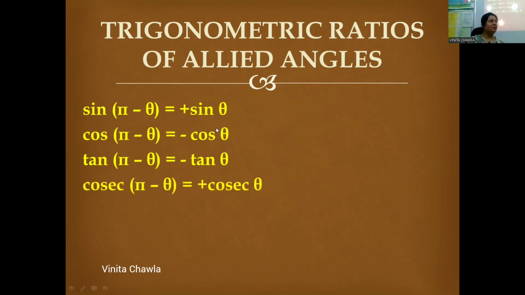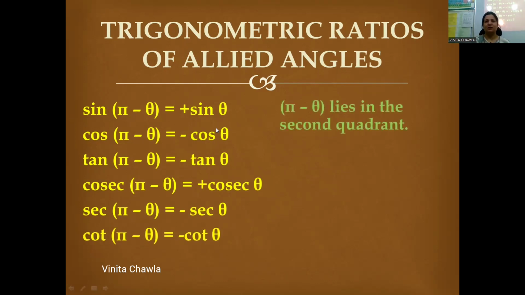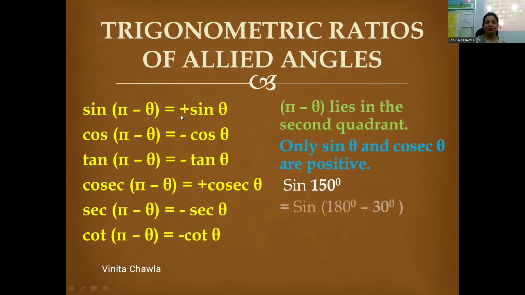Cosec pi minus theta is cosec theta because cosec is the reciprocal of sine. Sec pi minus theta is minus sec theta. Cot pi minus theta is minus cot theta. Pi minus theta lies in the second quadrant. Only sine and cosec are positive there. So if we want to write sine 150 degree in simpler form, how can we write it? It is sine 180 minus 30. So sine 180 minus 30 is sine 30.